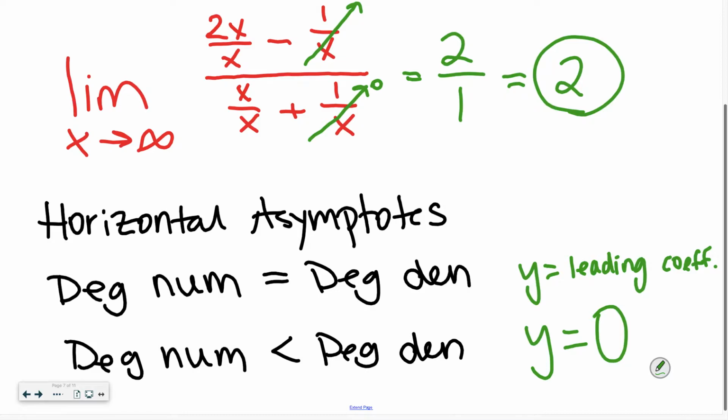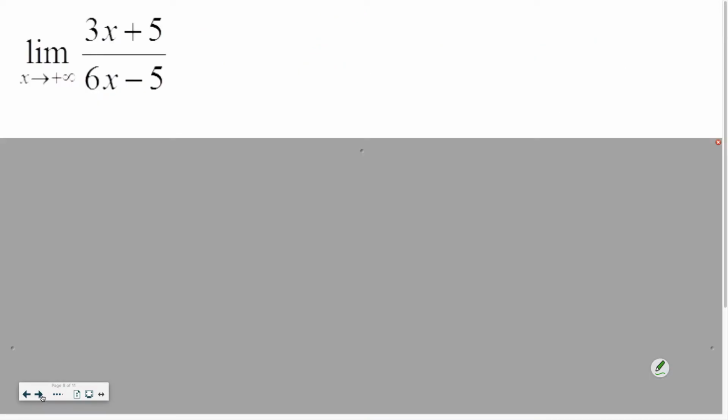So we just did a problem where the denominator and numerator had the same degree. They were equal. X to the first over X to the first. Okay? All right. So we're going to do this one.